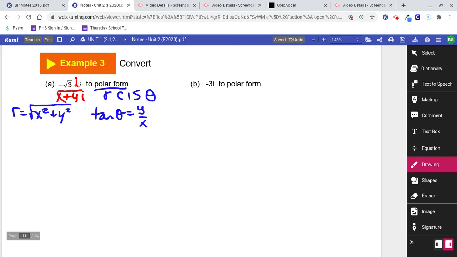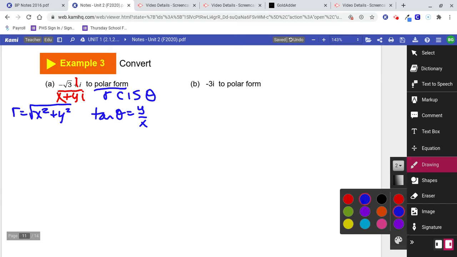Okay, so when I do this formula, r equals square root of x squared, that's going to be negative square root of 3 squared, plus y is 1, so 1 squared. Square root of 3 squared is just going to be 3. A negative squared is going to be positive, so you're going to have 3, and 1 squared is 1. That's the square root of 4, so r equals 2. It will not always be a nice number like that. You might have to simplify a radical.